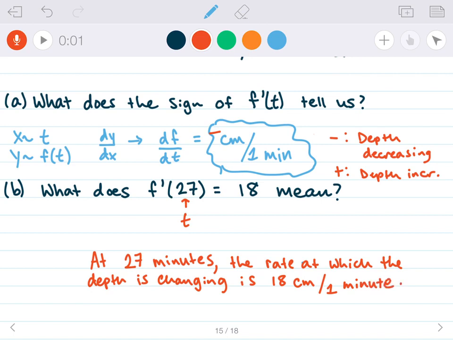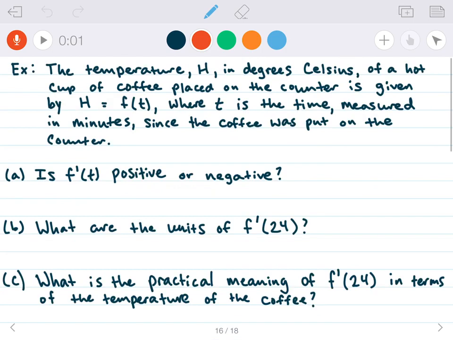Okay, so that's what that's telling us. Let's see, I think we have 2 more examples. Okay, so the temperature H in degrees Celsius of a hot cup of coffee placed on the counter is given by H equals F of T, where T is the time measured in minutes since the coffee was put on the counter. So the question is, is F prime of T positive or negative?